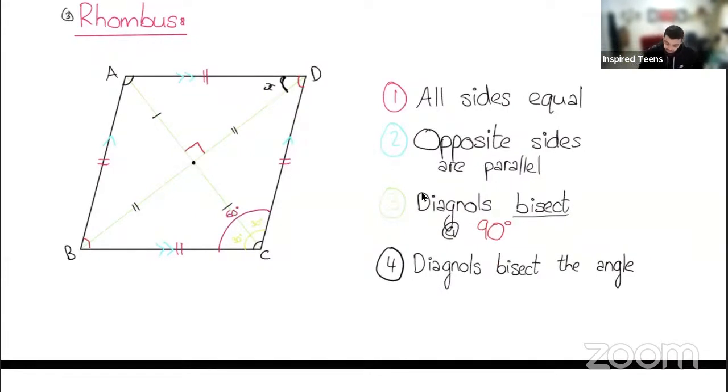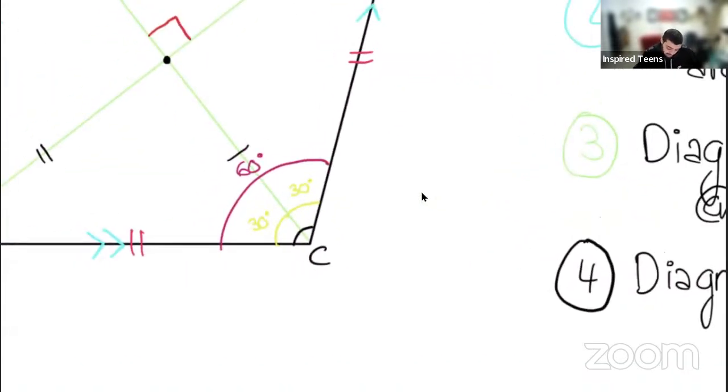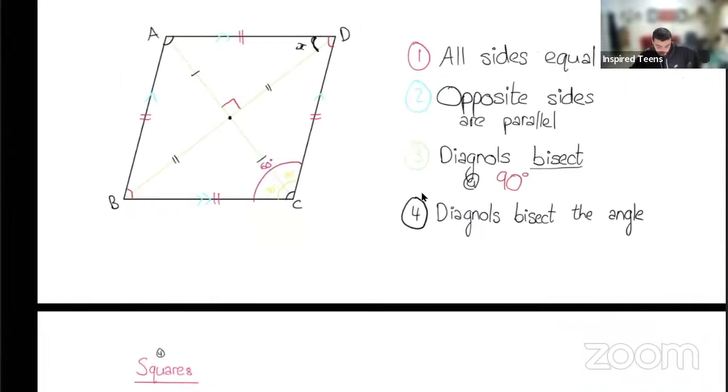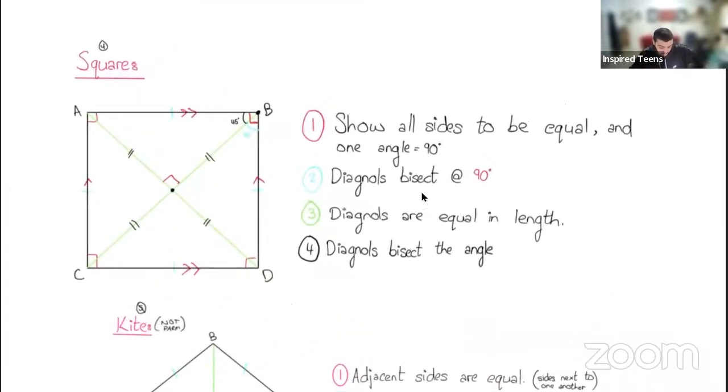So this is an important one, the rhombus. Diagonals bisect at 90. Then diagonals bisect the angle. So here the diagonals are not equal, right? But the diagonals in this one also bisect the angle. So where the diagonal touches the corner, if the whole thing is 60, it bisects into 30, right? So that's another weird important property to note, which you probably have forgotten.